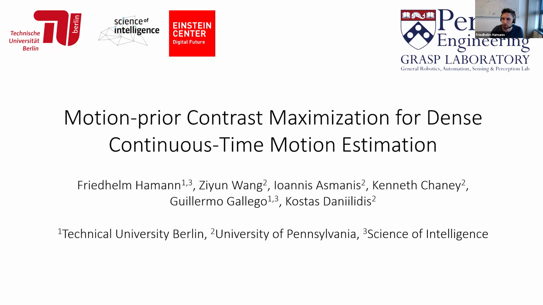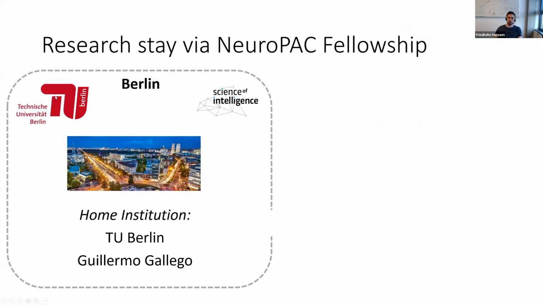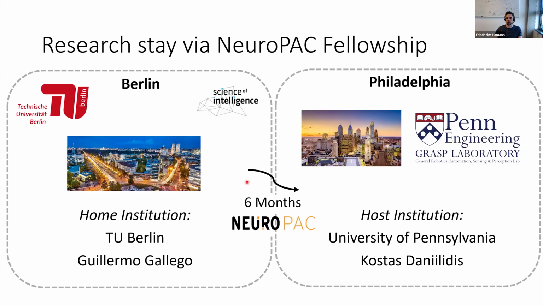Yes, thanks Cornelia for this kind introduction. Exactly, so the title of the talk today is Motion Prior Contrast Maximization for Dense Continuous Time Motion Estimation. And again, I'd like to quickly introduce myself. I'm a PhD student at Technical University Berlin, and also at a research center called Science of Intelligence, where I work with Guillermo. And the reason I'm talking here today is because via this NeuroPAC fellowship, this really nice opportunity, I had the chance to go to Philadelphia for 6 months and to work with Kostas Daniilidis at UPenn at the GRASP lab.